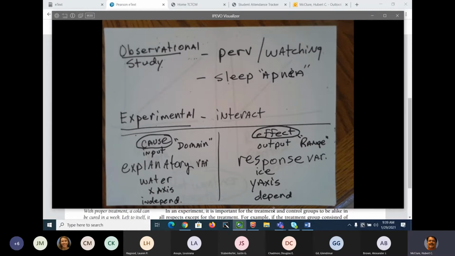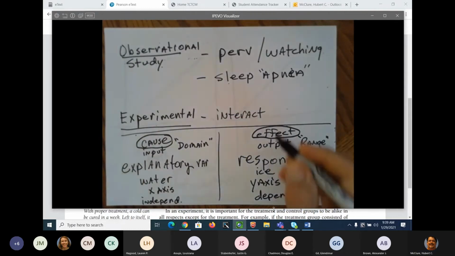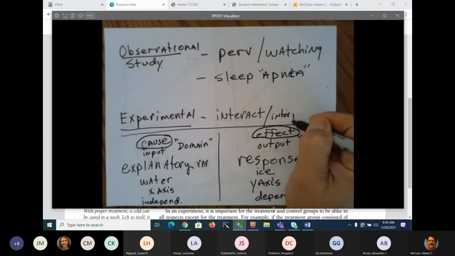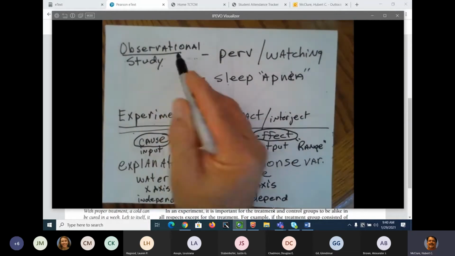What if I was to slip in the room while you were sleeping in a sleep apnea study, and I was the doctor in charge, and every time you moved, I would shock you with a cattle prod? Would that be an observational study or an experiment? An experiment. It's an experiment because I have interacted or interjected. You either interact or you interject yourself into the observational study in some form.